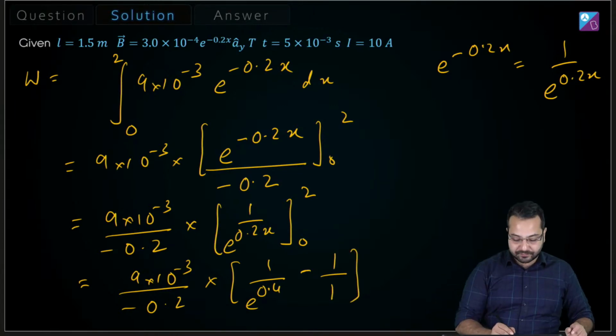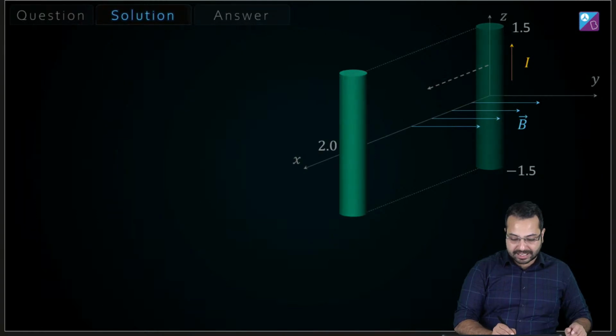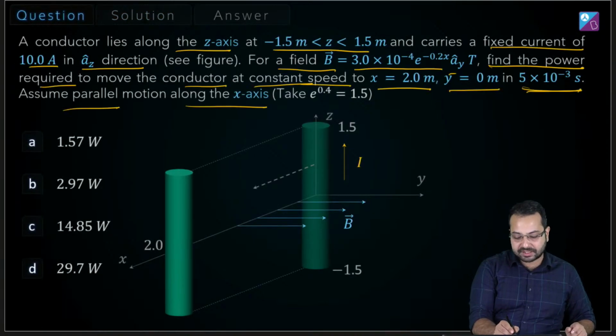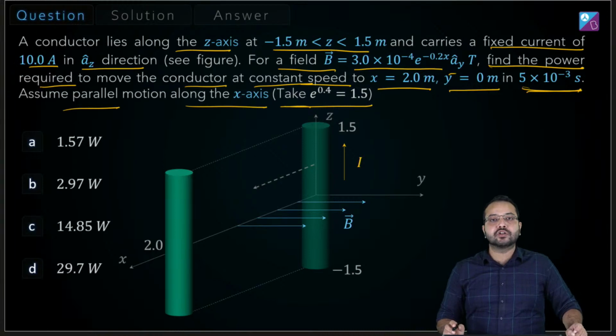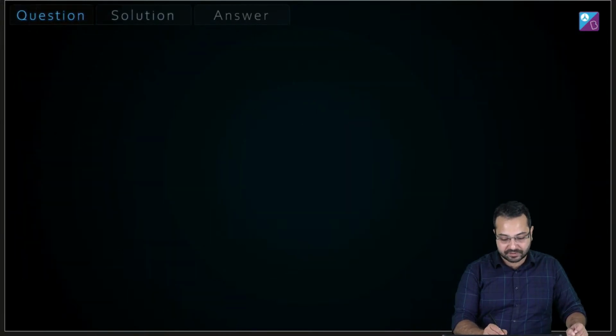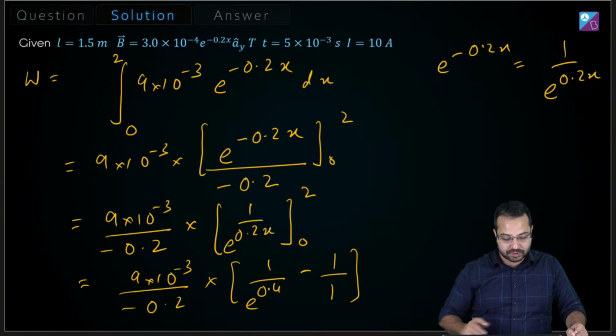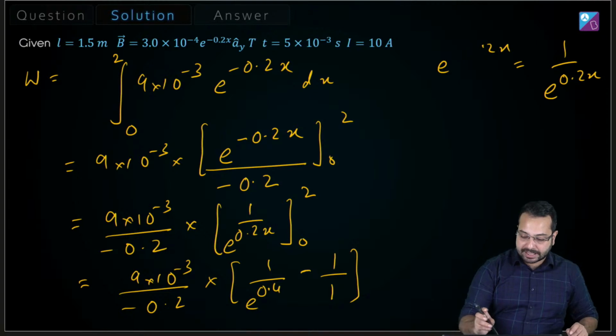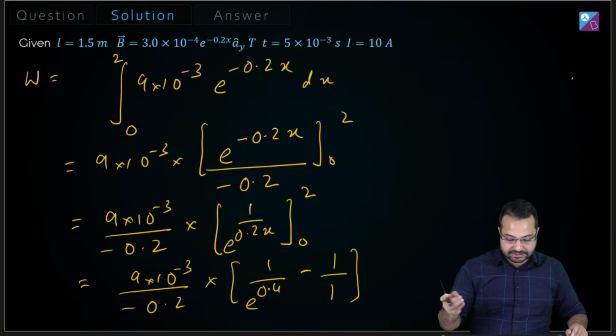Then if you go back to the question, for your ease of calculation, something is given. We can take e to the power 0.4 as 1.5. So we are going to use that over here. So the calculation is going to become something like this.